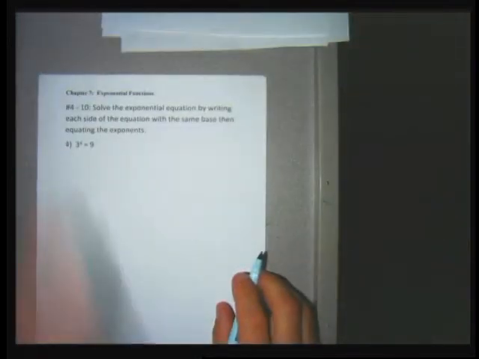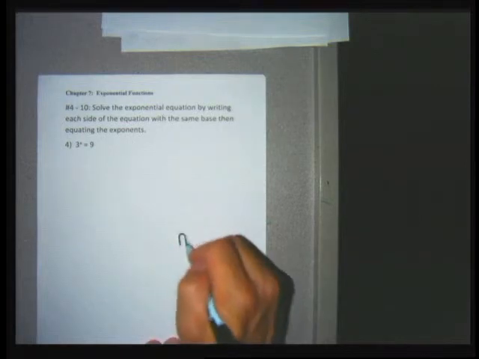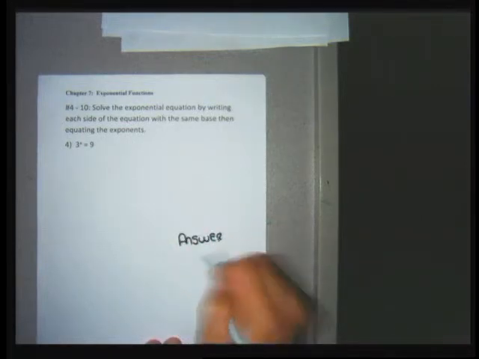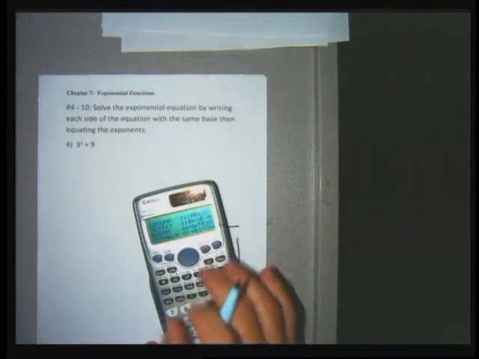All right, so now into solving the equations. So some of these, like this, I can just look at and know the answer is x equal to 2, because I know that 3 to the second power is 9. And you're more than welcome on a problem that's that basic just to write the answer down if you know it. If you don't know it, we put our calculator into mode 1 for computation.